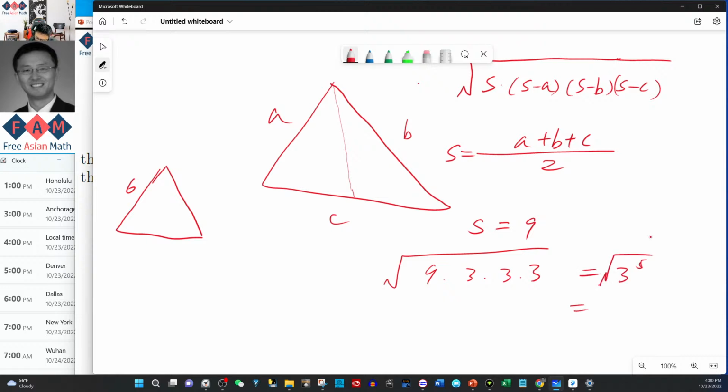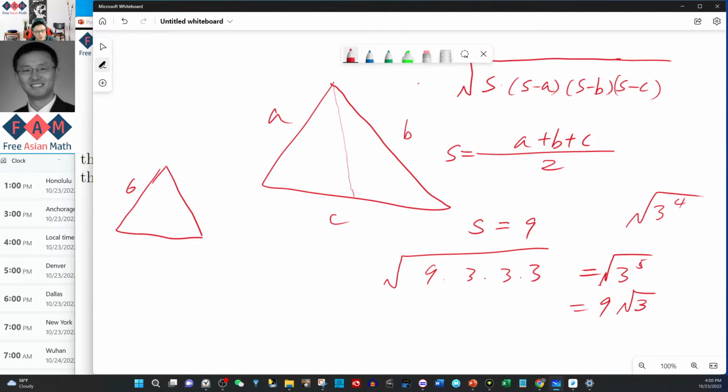So you can factor the 9. That's 3 to the second power, which is 3 squared, right? You get this guy out. So what is remaining inside the radical is just 3. So the area is 9 square root of 3.